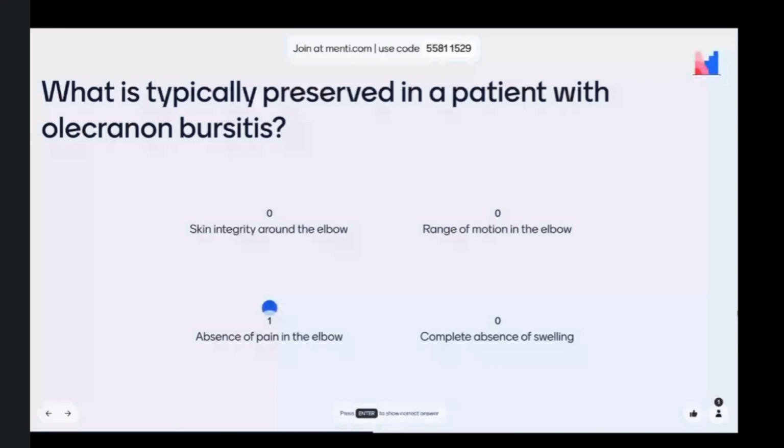Would you find no pain in your patients having this condition? So, does anybody else want to vote? Okay.